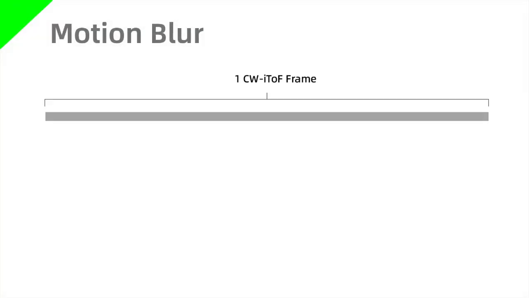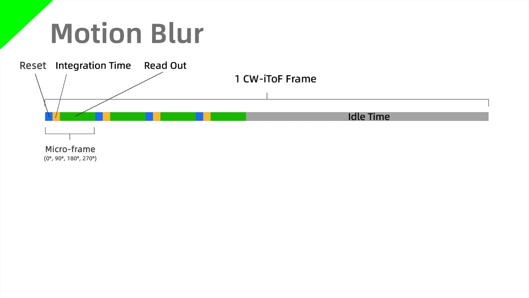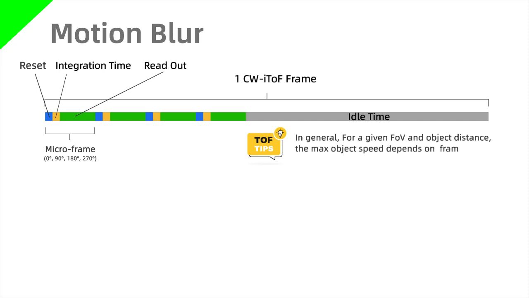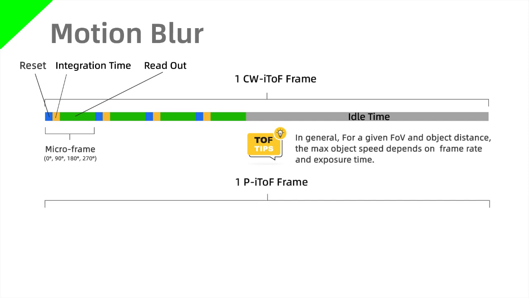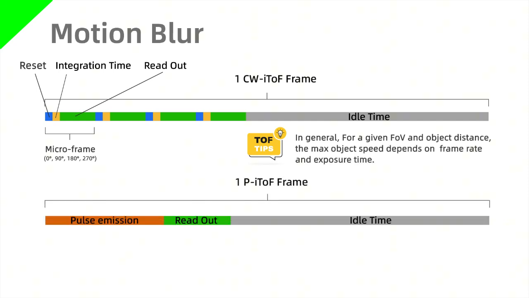Next is motion blur. For continuous wave ToF, each depth frame actually consists of 4 phase-shifted subframes. If the object or camera moves too fast, this can cause 3D distortion. Generally, the motion speed threshold depends on frame rate and exposure time. Our pulsed NYX series fundamentally solves this with high duty cycle pulses, lower SNR, shorter exposure, and higher frame rate.